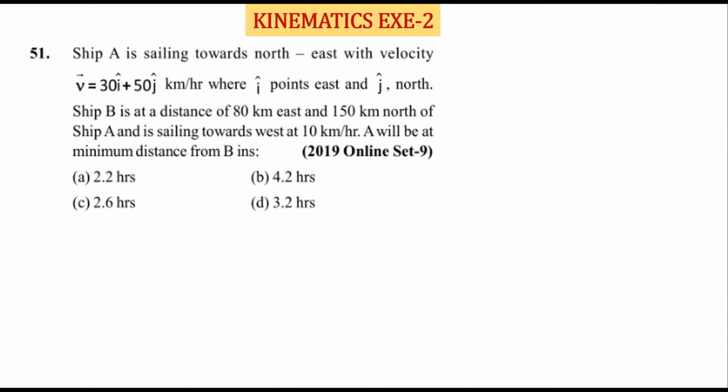Question number 51. There are two ships A and B. Okay, and velocity of A is given, and location of B with respect to A is also given, 80 km east and 150 km north. Okay, and the ship B is sailing towards west with 10 km per hour. Okay, so in what time A and B will be at the closest distance? This is the question. Okay, so let us first figure out this.